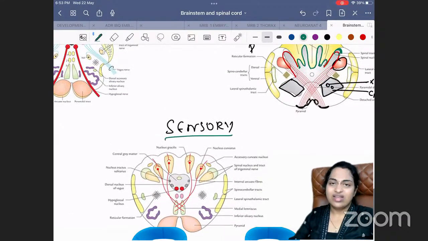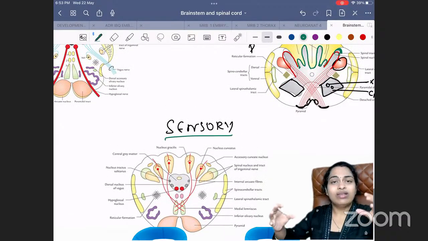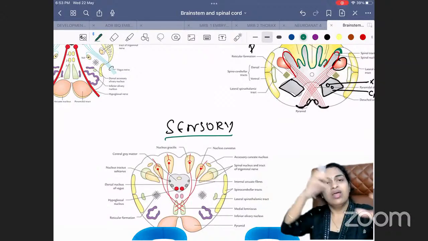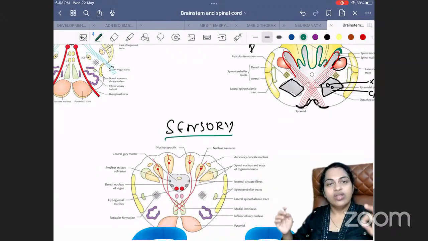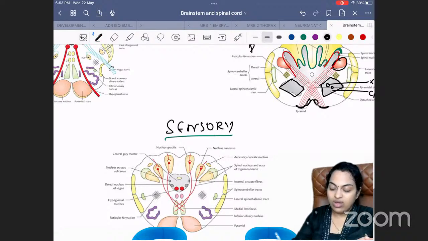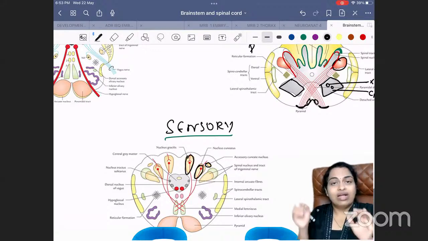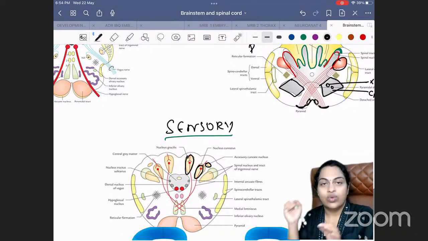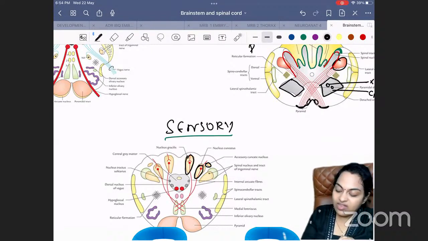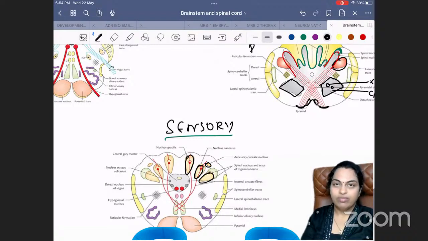Coming to sensory decussation. It's not like outer white matter, inner gray matter. The gray matter is dispersed. So what are the things that are expected out of you here? You see the nucleus gracilis, nucleus cuneatus, and make a note of it. Situated close to the nucleus cuneatus is the accessory cuneate nucleus. And again, the spinal nucleus and tract of the trigeminal nerve.